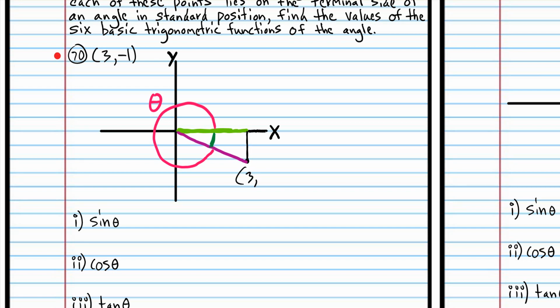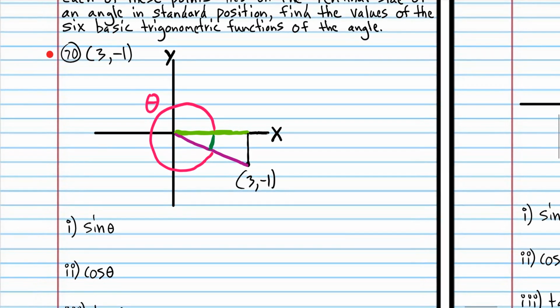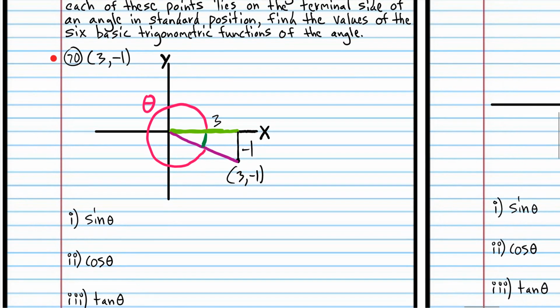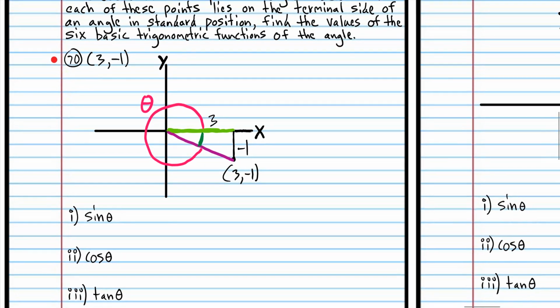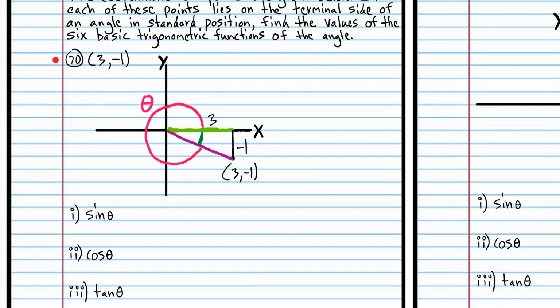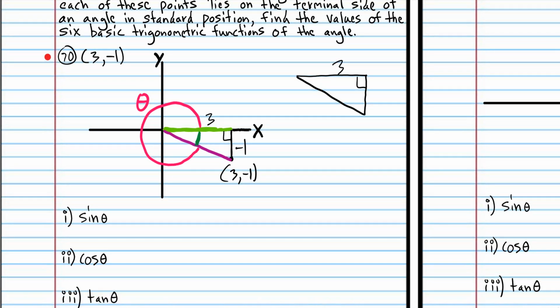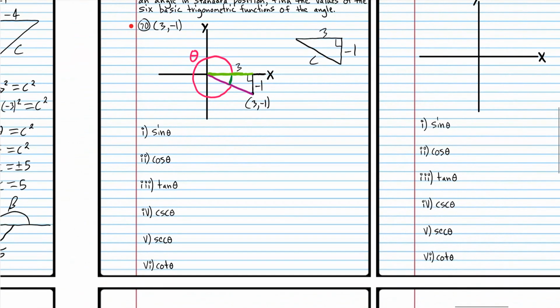And if that's the corner of the triangle, the vertex, the bottom vertex, then that means that this green length here is 3, and this length down here is -1. So we have the lengths of the legs of the triangle. And so now we can bring the triangle out. And of course it's a right triangle. And we need to find the hypotenuse of the triangle because we're going to need it to calculate some of these values.